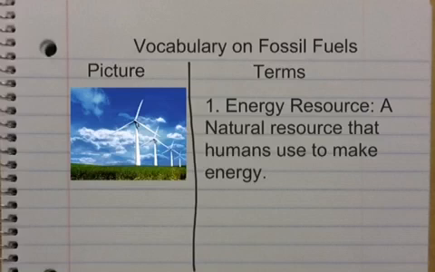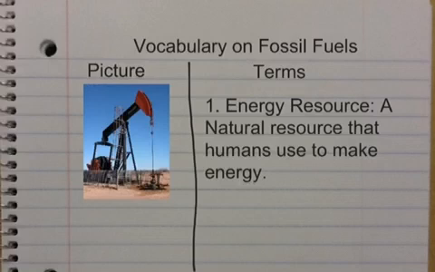In the picture on the left you see a wind farm, which is a couple of windmills that generate electricity. They use a natural resource, which is wind, to make electricity. You can draw this picture if you like, or you can draw the next picture. For this first one, it's your choice which picture to draw.